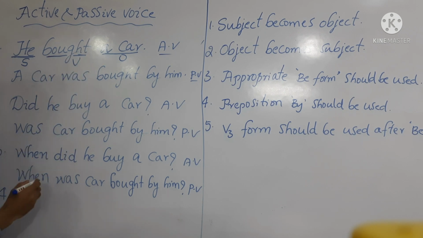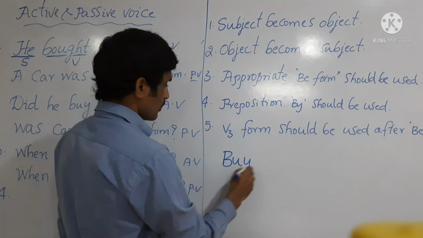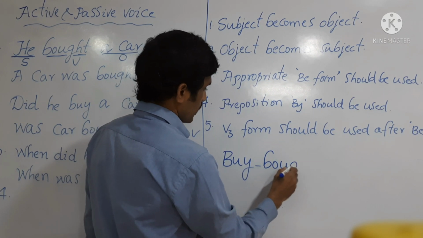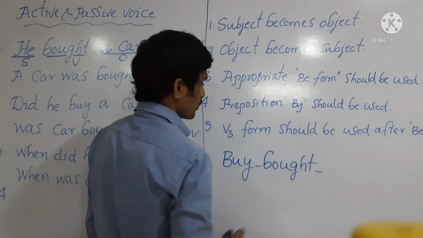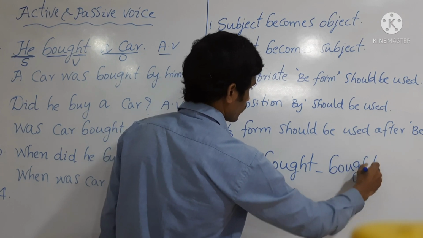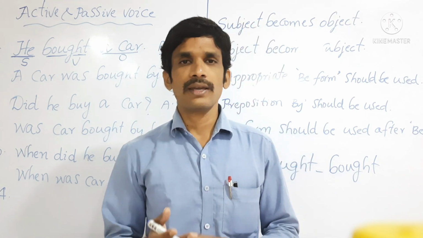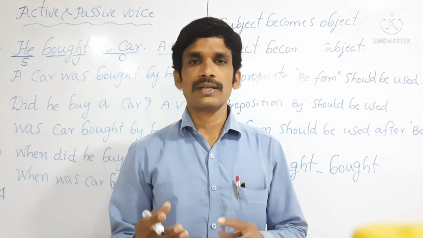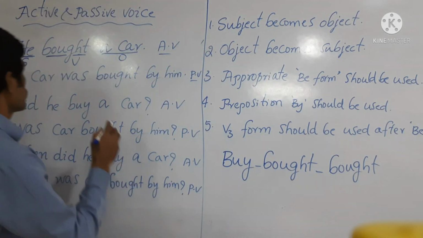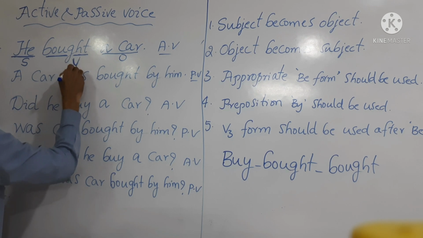Buy, bought. What is the past tense of buy? Bought. And past participle form is bought. Buy, bought, bought. First form of the verb is buy, the second form is bought, and third form of the verb is bought. So what is this then? Whether it is a V2 or V3.